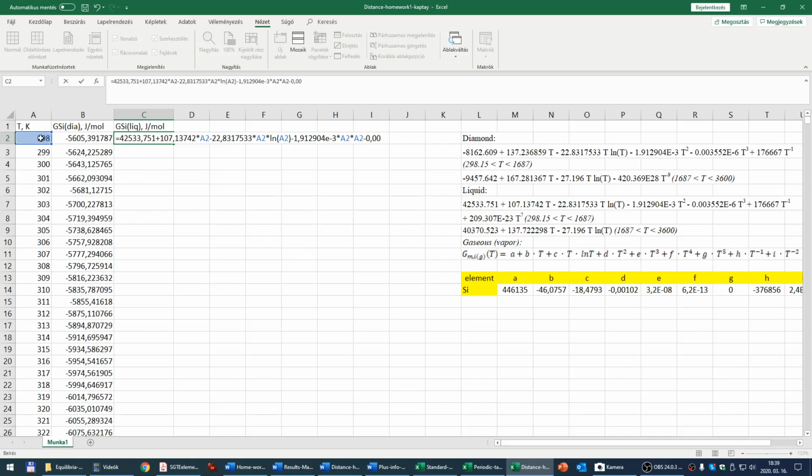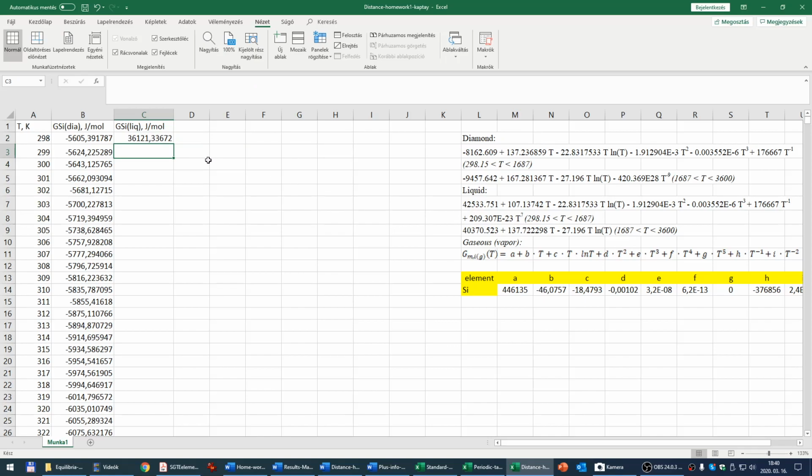minus 0.003552 exponential minus 6 times T times T times T plus brackets 176,667 divided by the temperature, and we have the last term, don't forget here, the second line, 209,307 e minus 23 times, okay, the same function, temperature to the power of 7. Correct? Correct. Equals.